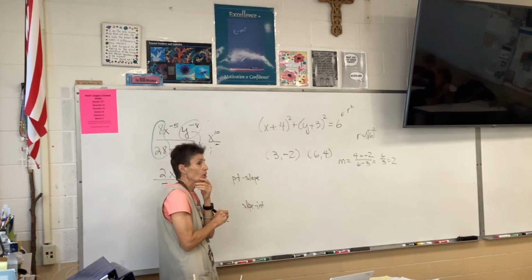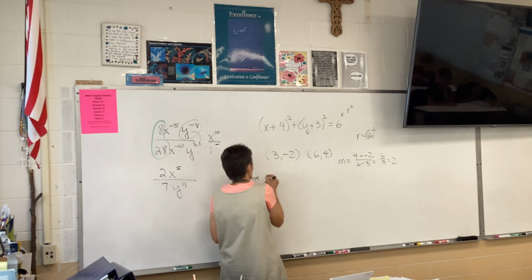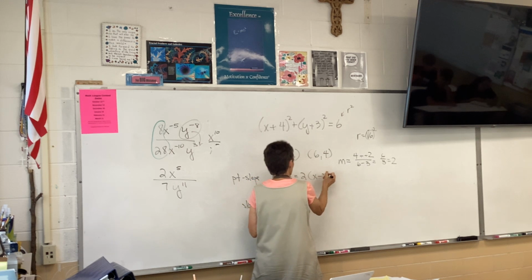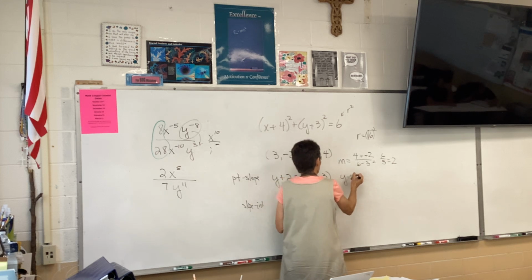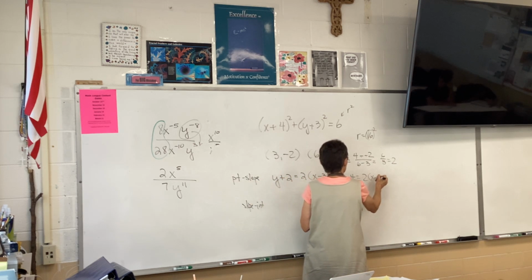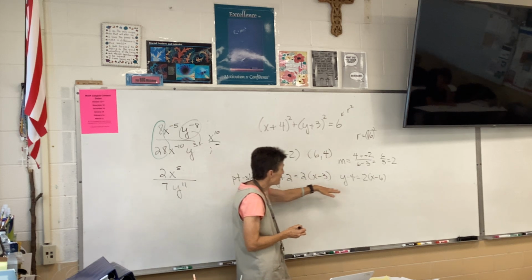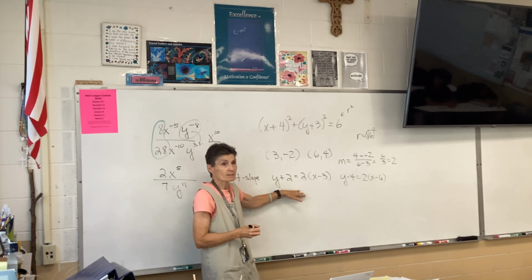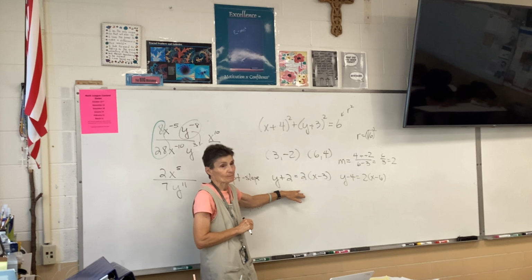Now our point slopes might look different depending on which point you use. So if you use this point, it would look like y plus 2 equals 2x minus 3. If you use this point, y minus 4 equals 2x minus 6. So make sure that you have one of these for your point slope. Does anybody have a question about that? You only need one of them. Could be either one.